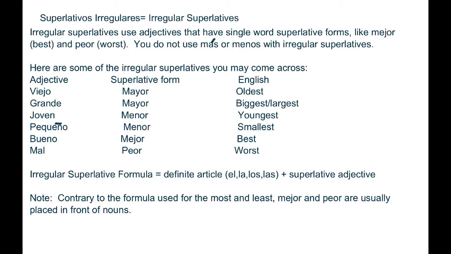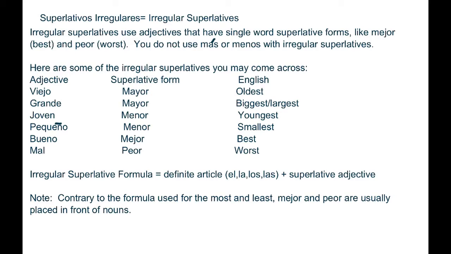Now, just like other things we've come across, there are some irregular forms of these superlatives. So some of the irregular superlatives that you're going to see are listed below. But basically, they're just superlatives that use adjectives that have single-word superlative forms like mejor and peor. With these, you do not use más or menos. And then if you take a look at the list, you'll see some of the irregular superlatives that you might come across. So take a look on the left-hand side.